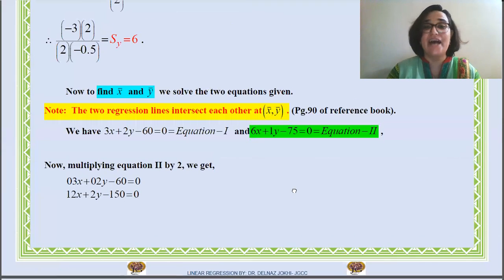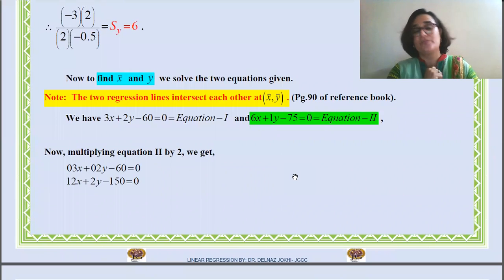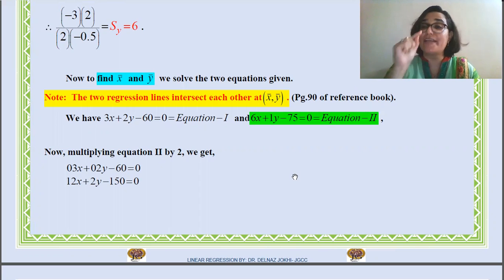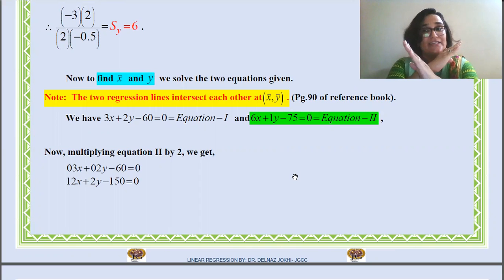Great going. Now, हमने क्लास में भी मैंने आपको अंडरलाइन करवाया था, since we are revising. अगर भूल गए हो तो whatever, आपके पास रेफरेंस बुक है तो देख लीजिए. On page number 90 of your reference book, मैंने आपको अंडरलाइन करवाया था. क्या अंडरलाइन करवाया था? कि the two regression lines intersect each other at a point.